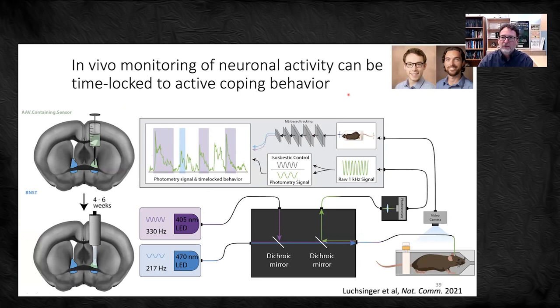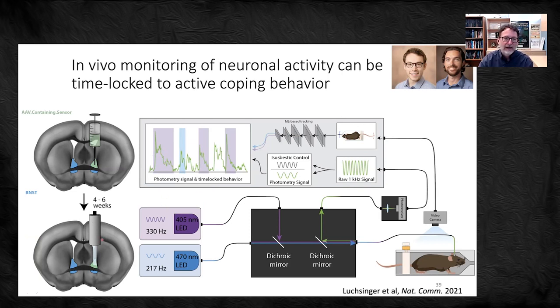And so Joe Lusinger and Sam Santani embarked on a large project where they measured the activity of neurons in the BNST and in the insula while animals engage in these active coping events during restraint stress. This involved a machine learning-based tracking of activity using DeepLabCut, software that can be trained to identify activity events when they occur and to timestamp those events.